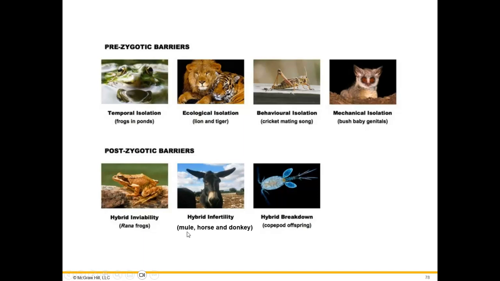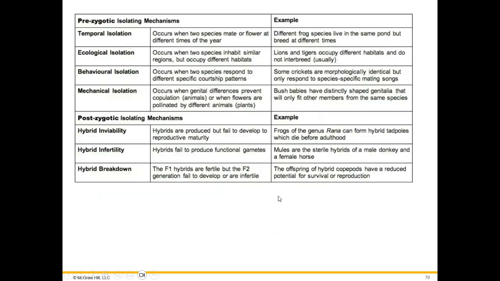And then when we've got hybrid breakdown, that's an example where maybe the first generation was successful, but the second generation is going to produce all infertile organisms within that species. So here's a great table to summarize all of those differences. I would recommend using this when you're going over your study guide. We can see the examples of temporal isolation, ecological, behavioral, and mechanical. And then here are our examples of hybrid inviability, infertility, and breakdown.